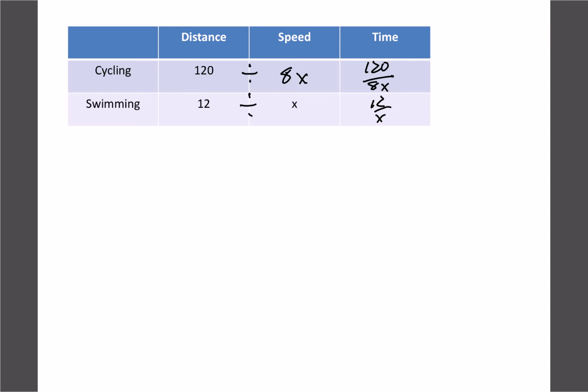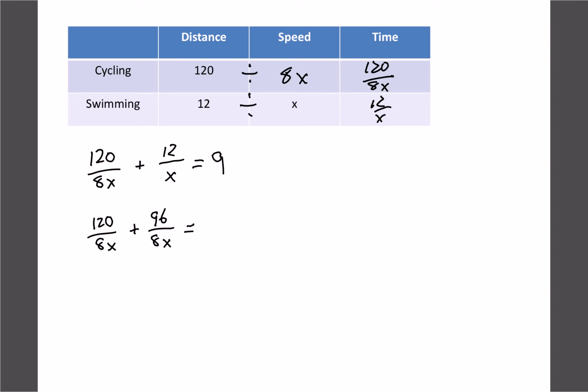And so that means our time for cycling plus our time for swimming will equal 9 hours, it said. So that ends up being our equation. The chart will help you set up your equation. Once we do that, you can see our common denominator now will be 8x. So the first fraction will be good, and we times our second fraction by 8. So that'll give you 96 over 8x.